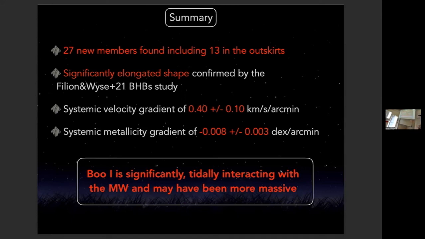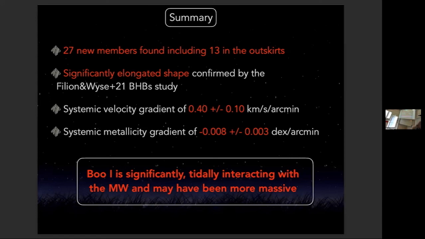So the system seems to be slightly more elongated than what we thought before. And that's confirmed by the BHB and blue straggler study that I showed you. And then if you combine this very elongated shape with a systemic velocity gradient that really truly exists in the system, of 0.4 kilometers per second per arcminute, and also this metallicity gradient, the takeaway message is that Bootes I is probably significantly, tightly interacting with the Milky Way, and that it may have been even more massive before.